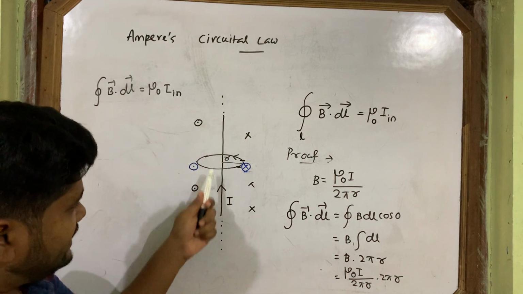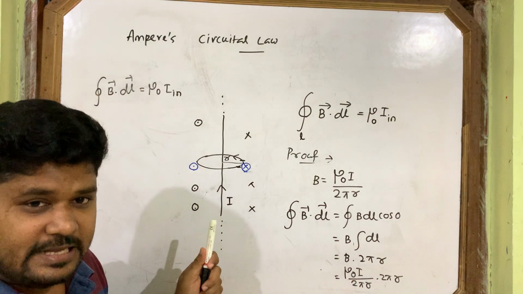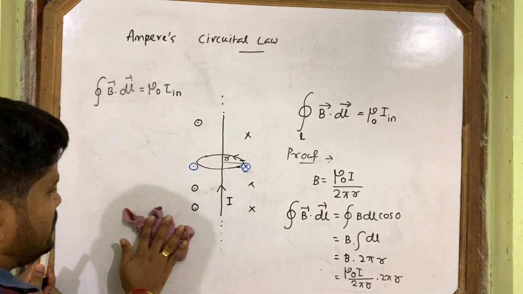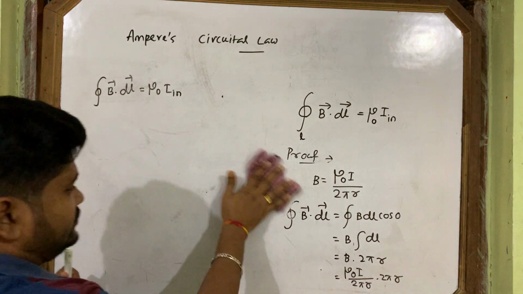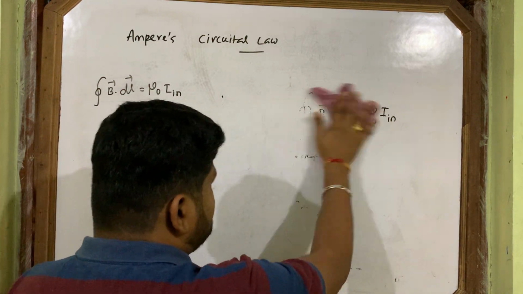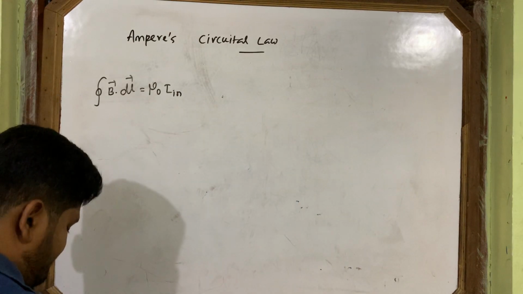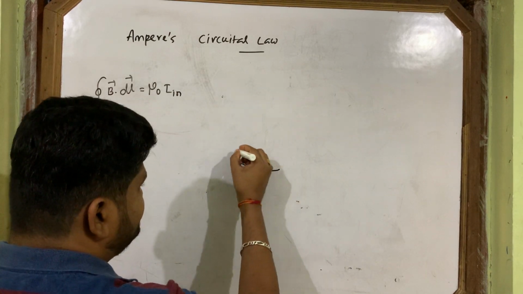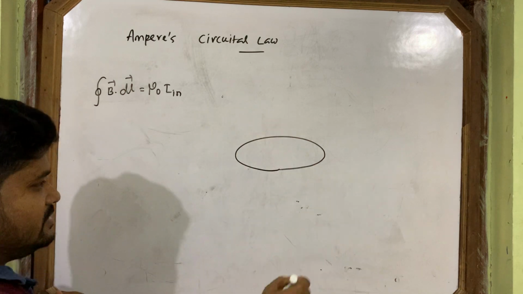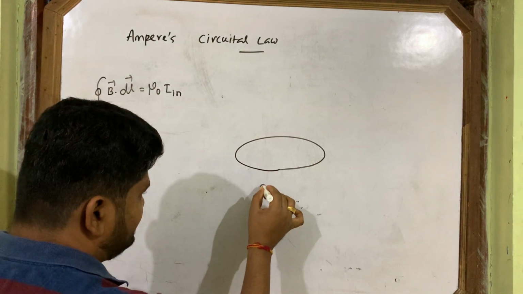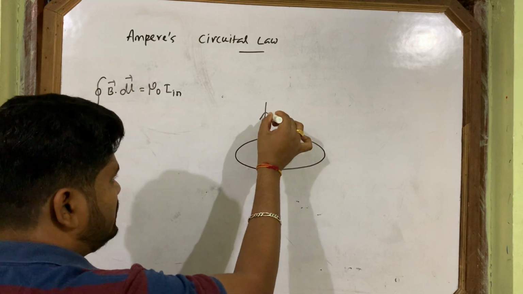Here total current I enclosed. Let's be more clear about this current enclosed by a loop. Suppose I will tell you one loop, you see. This is a loop. Try to understand clearly. So this is the current going out.